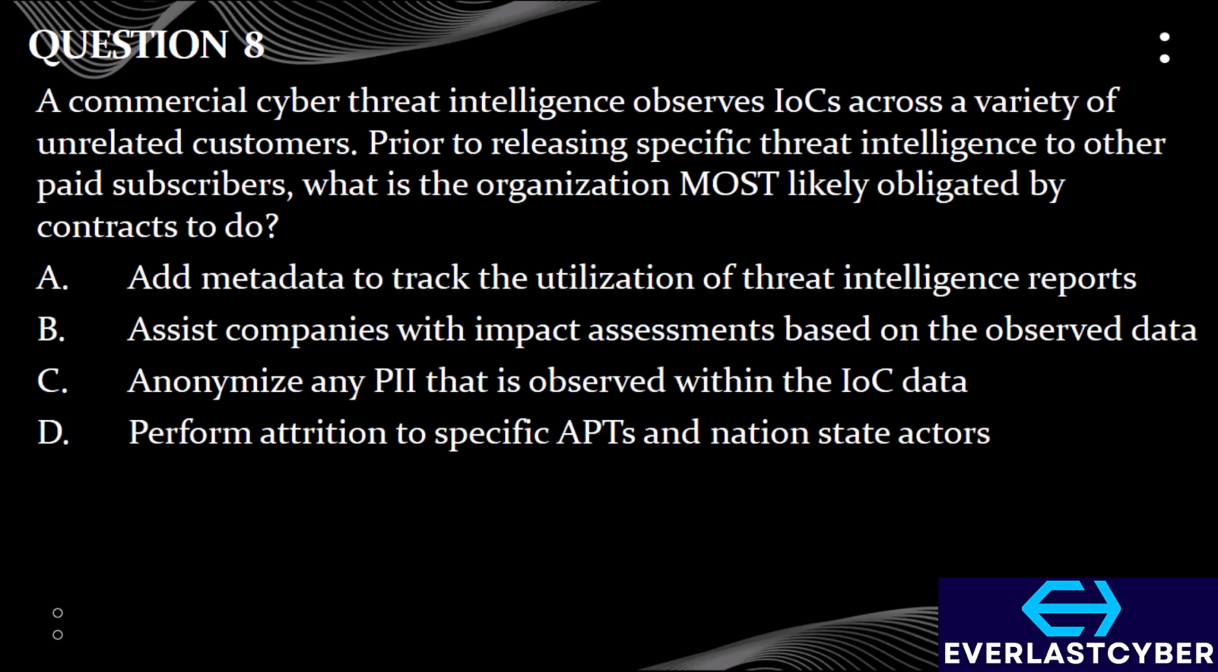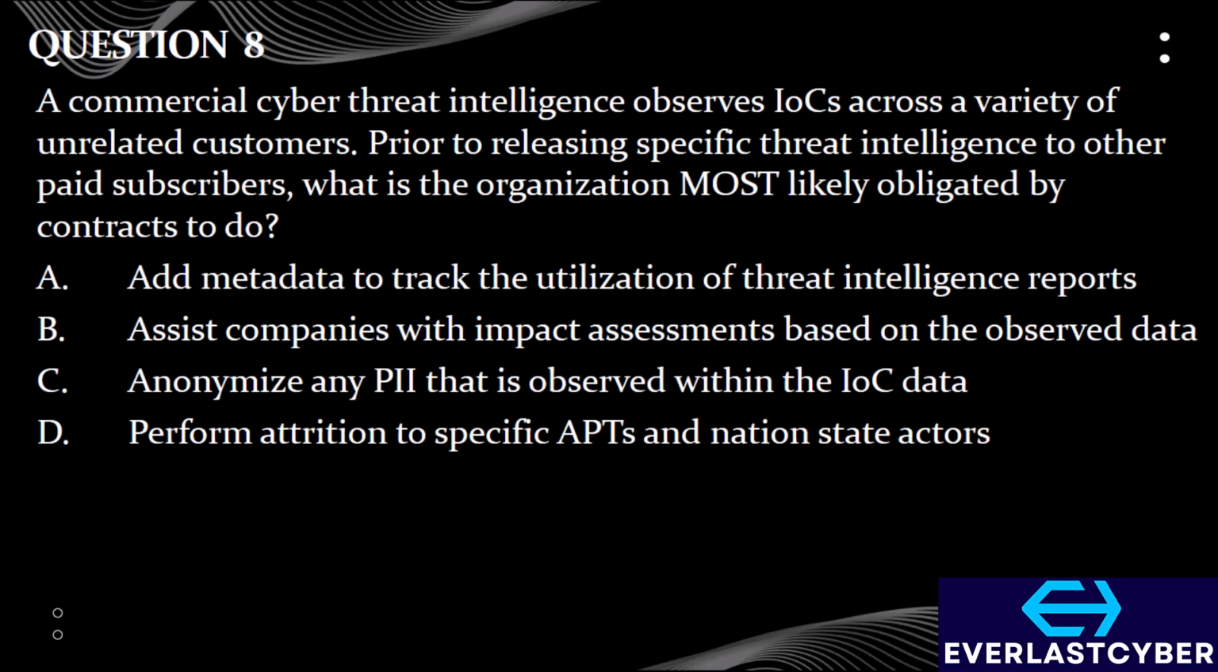IOCs are indicators of compromise, and they serve as forensic evidence of potential intrusion on a host system or network. PII is personally identifiable information like the full name of an individual, their social security number, driver's license number, or passport number. APTs are advanced persistent threats, and it is a stealth actor that gains access into a computer network system and remains undetected for an extended period of time.